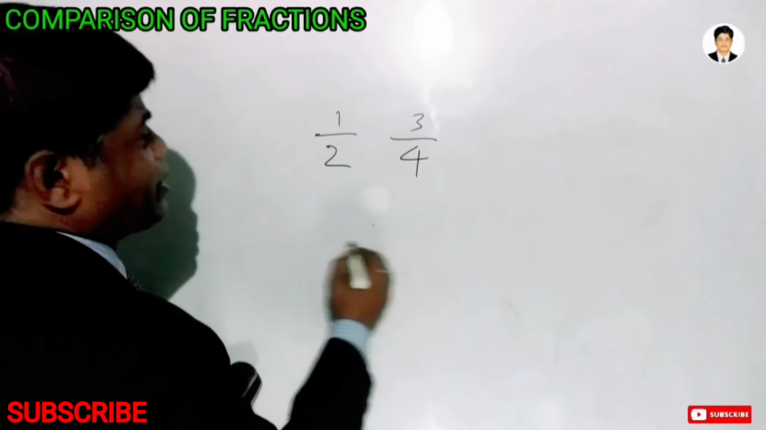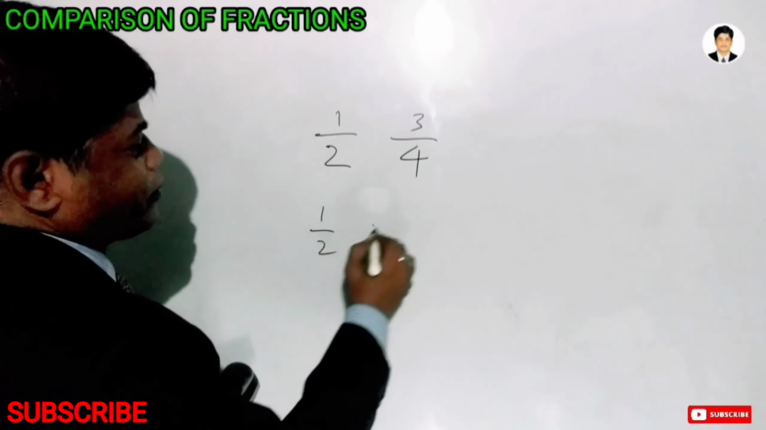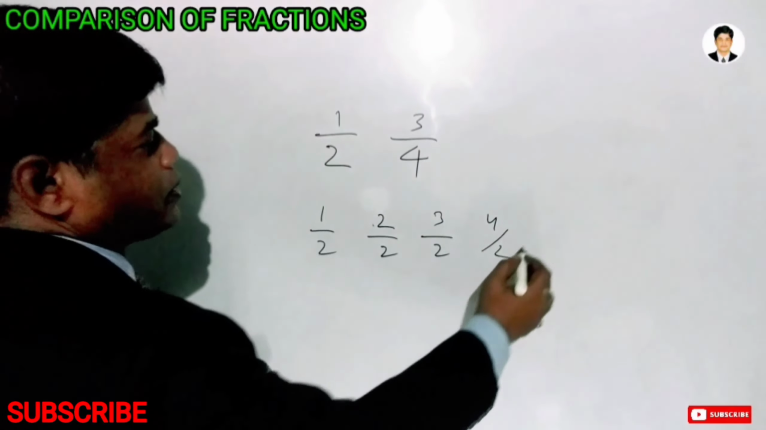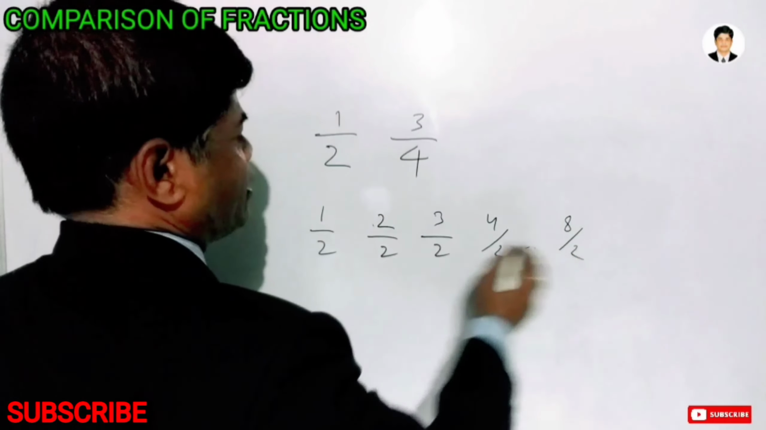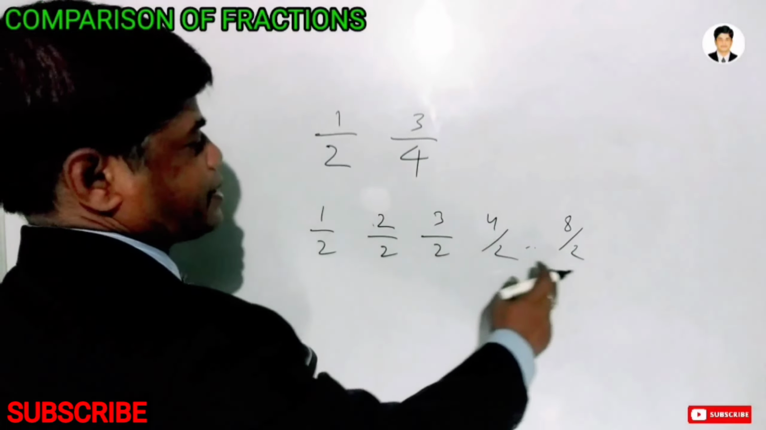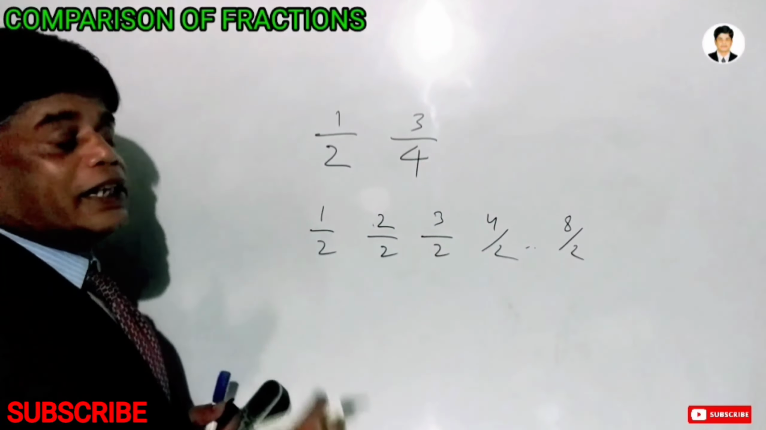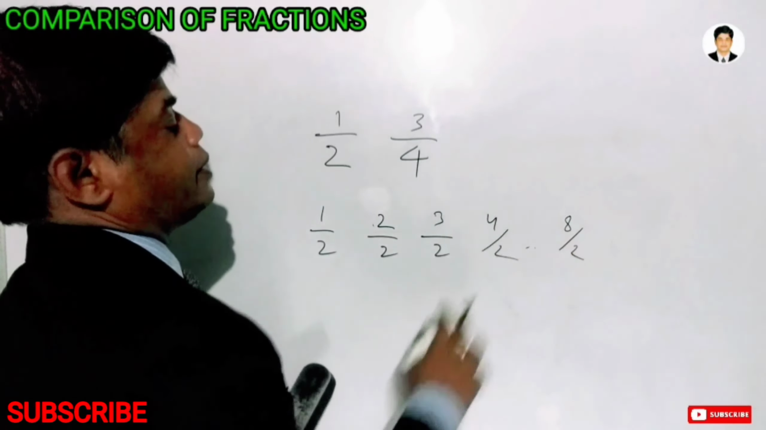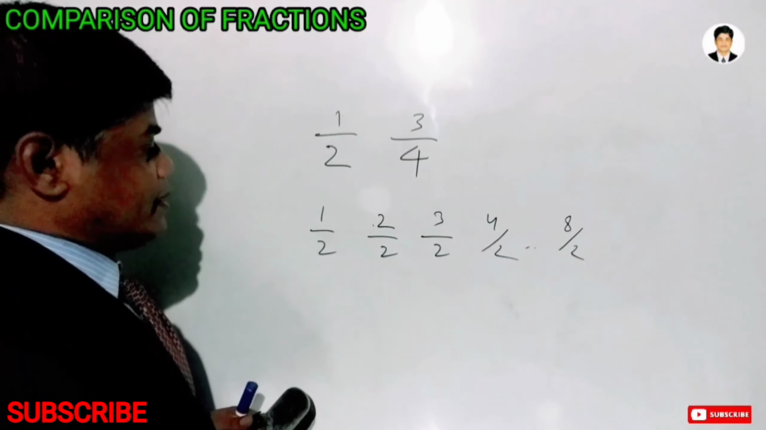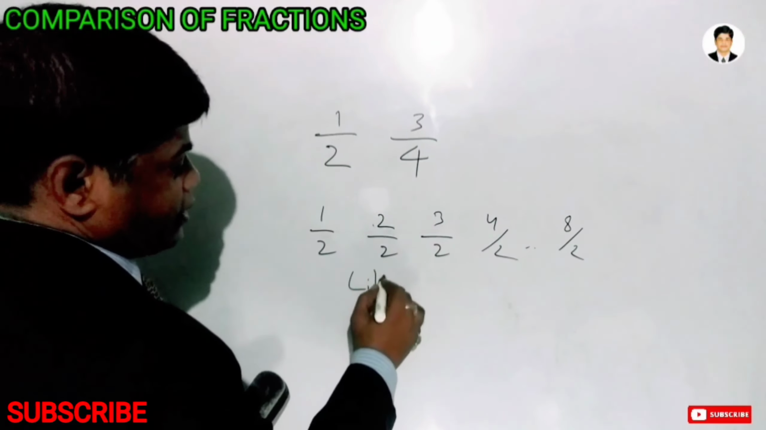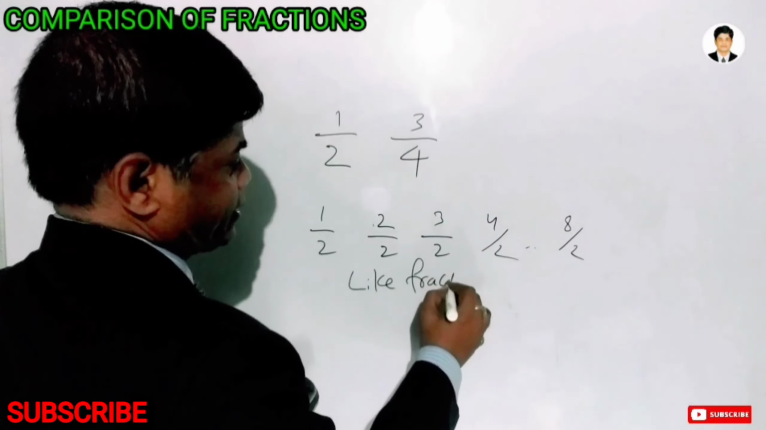If the denominator is the same, 1 by 2, 2 by 2, 3 by 2, 4 by 2, and so on, 8 by 2, these are the fractions. Please observe, the denominator in all these cases is 2, but the numerator is changing, 1, 2, 3, 4, 8 like that. So these fractions are called like fractions.